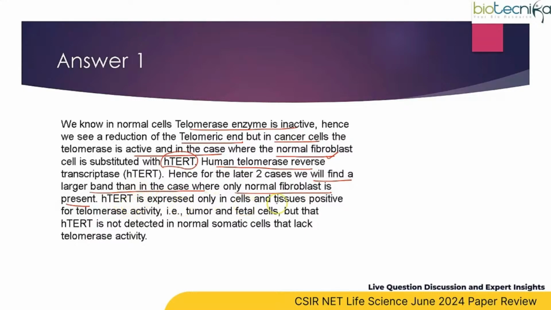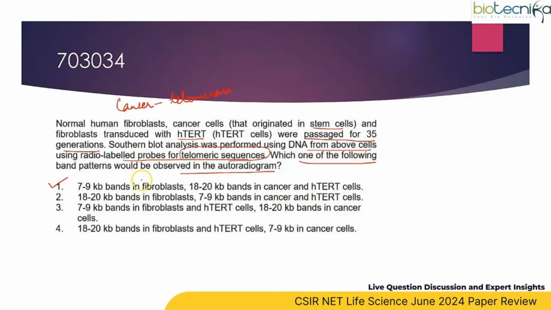HTERT is expressed only in cells and tissues which are positive for telomerase activity, that is the tumor cells and fetal cells. But HTERT is not detected in normal somatic cells that lack telomerase activity. That is why in normal fibroblast the band will be short, 7 to 9 kb bands, so it will not be a very large band. The expression will be less. And in cancer and HTERT, 18 to 20 kb bands. So the right answer is option 1, and the others are incorrect.